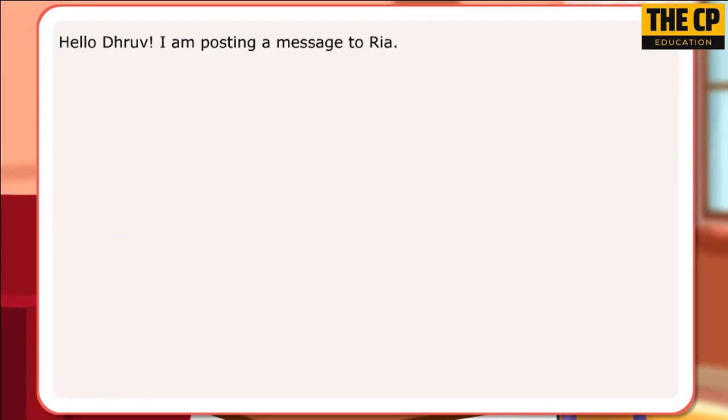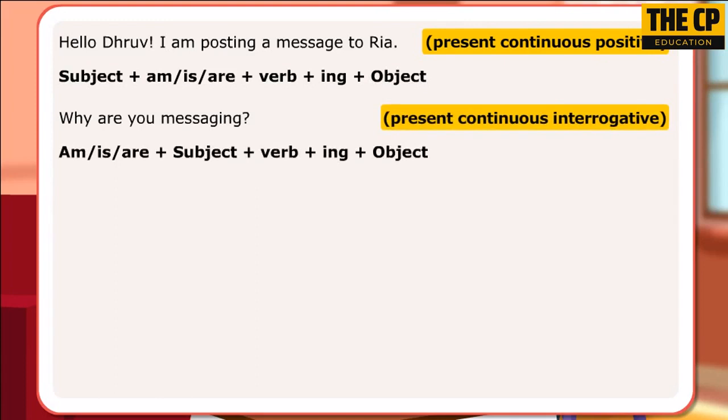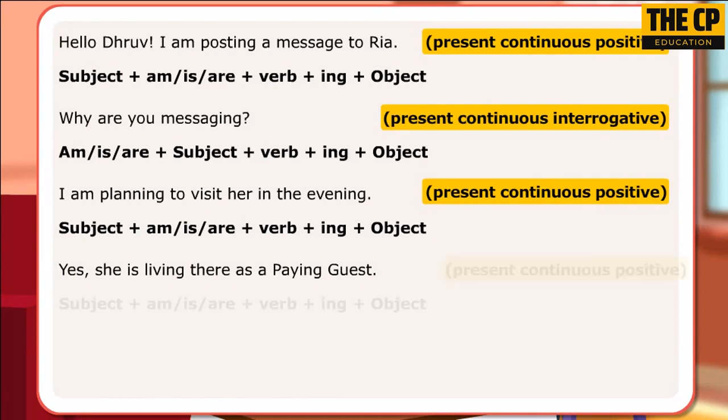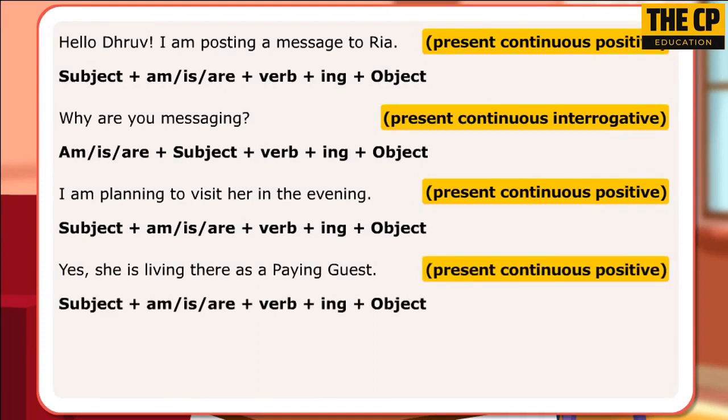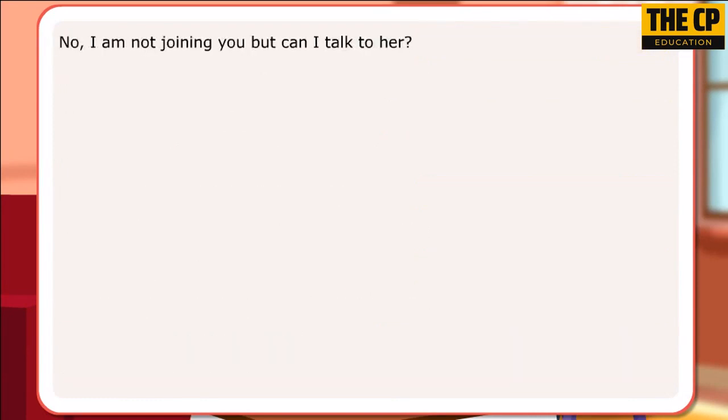Hello Dhruv, I'm posting a message to Ria. Present continuous positive. Why are you messaging? Present continuous interrogative. I'm planning to visit her in the evening. Present continuous positive. Yes, she's living there as a paying guest. Present continuous positive. Are you coming along with me? Present continuous interrogative. No, I'm not joining you, but can I talk to her?